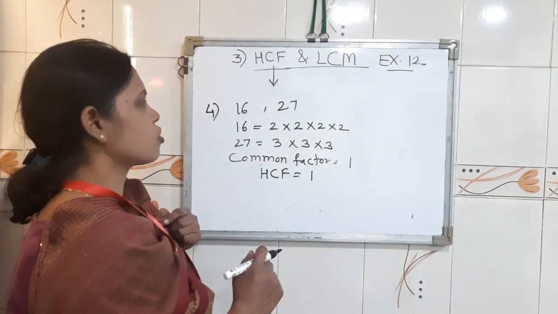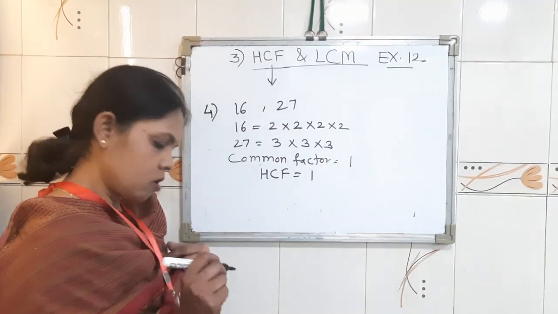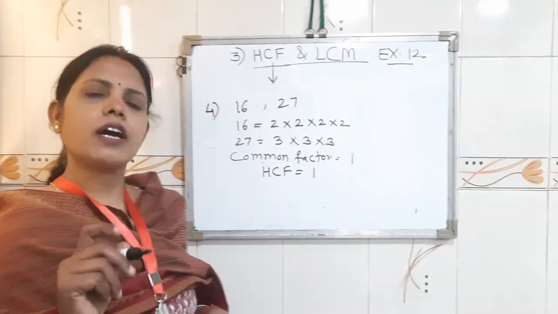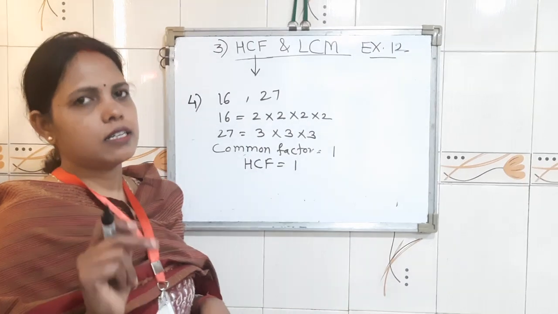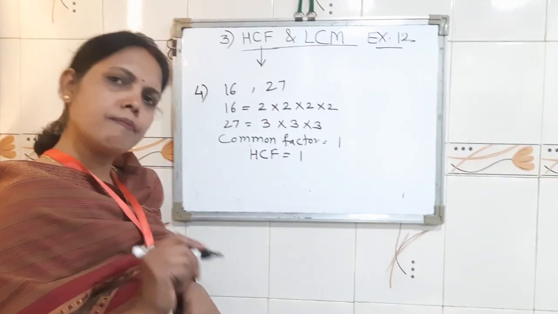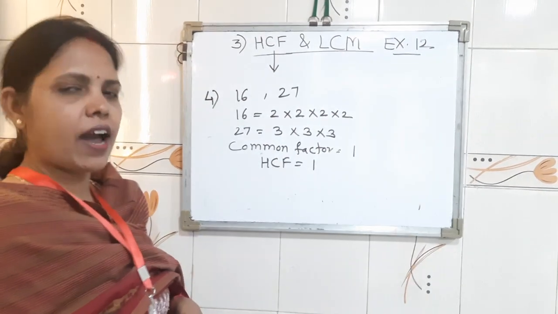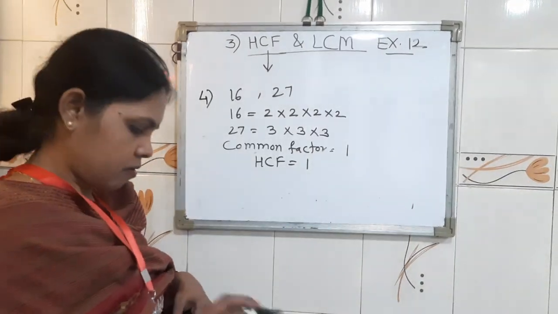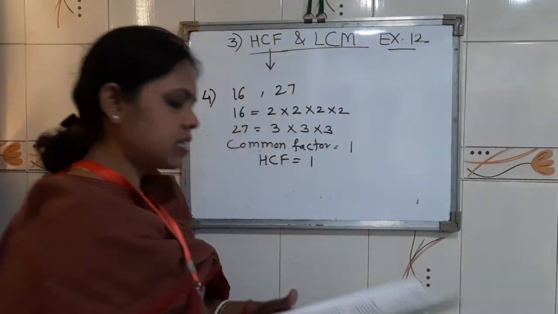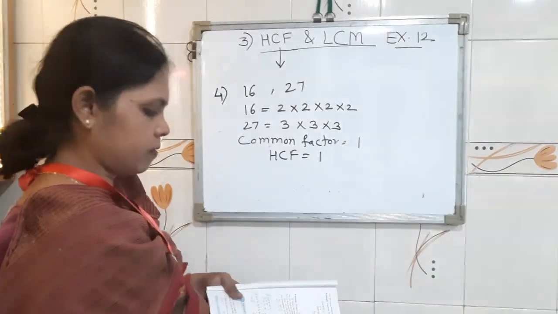Now we will try the next question. Now children, here in the question number first 10 sums are given. 5 sums I will solve, and I hope you will solve 5 sums. Now we will see question number 10th one.